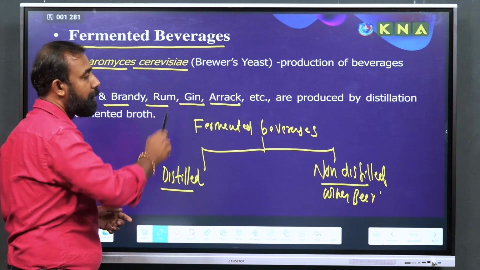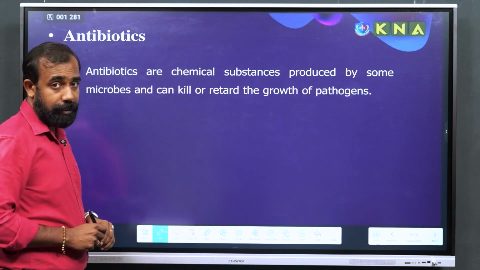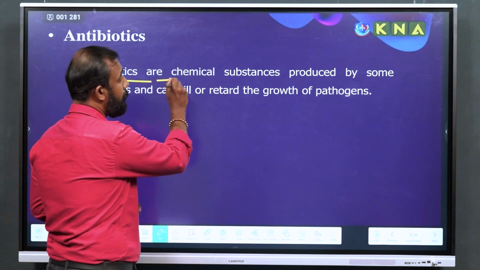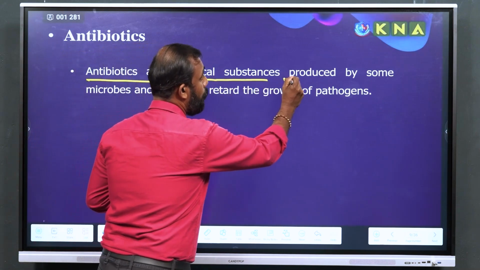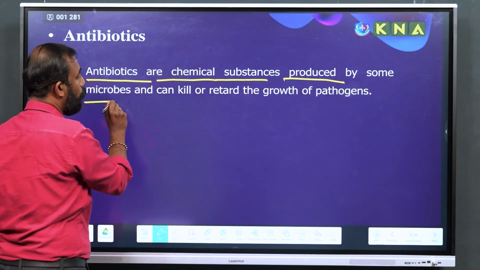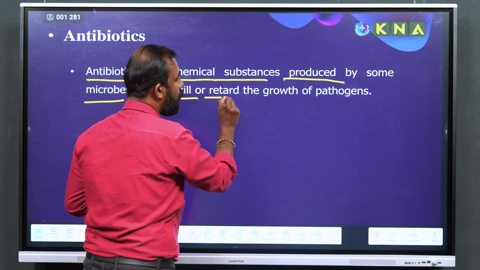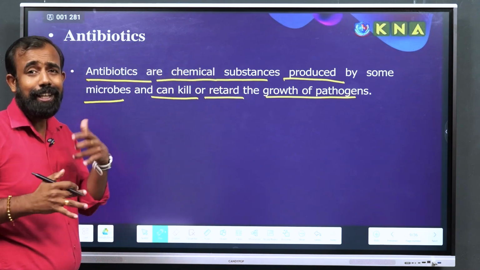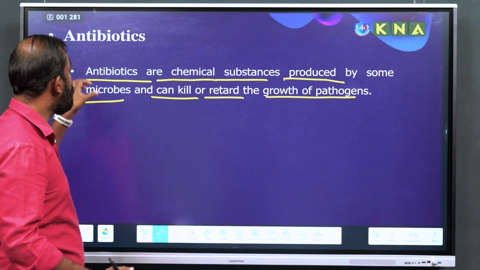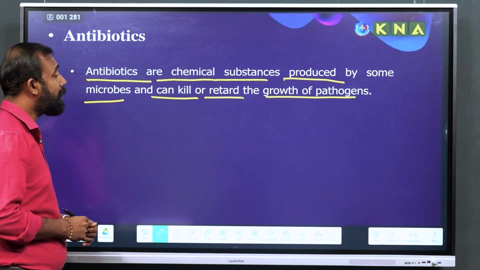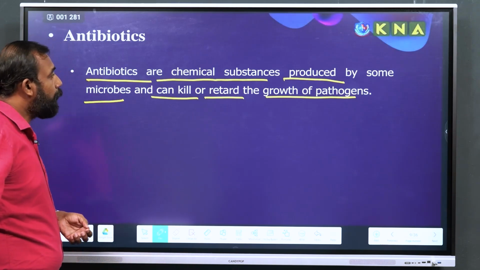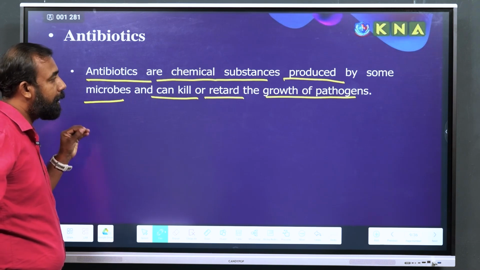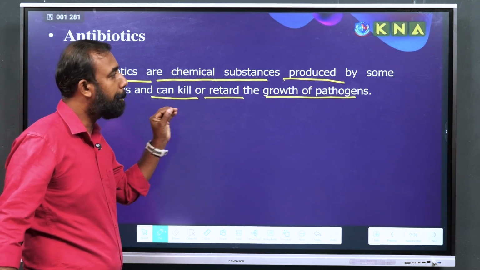Next, antibiotics. What do you mean by antibiotics? Antibiotics are chemical substances produced by some microbes that can kill or retard the growth of pathogens. So they are against the life of pathogens, hence they are called antibiotics. For humans, they are pro-life. Antibiotics are chemical substances produced by some microbes that can kill or retard the growth of pathogens.